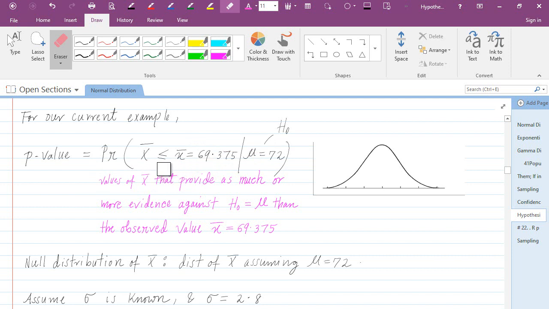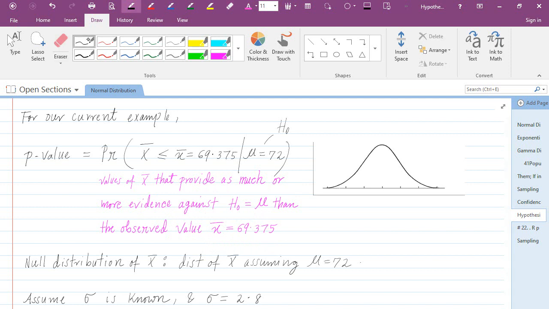So notice that we are thinking of these values, right? These are the values that provide as much or more evidence against the null hypothesis that mean height is 72 inches. This range of values of the sample mean provides as much or more evidence against the null hypothesis than the observed sample mean, 69.375.